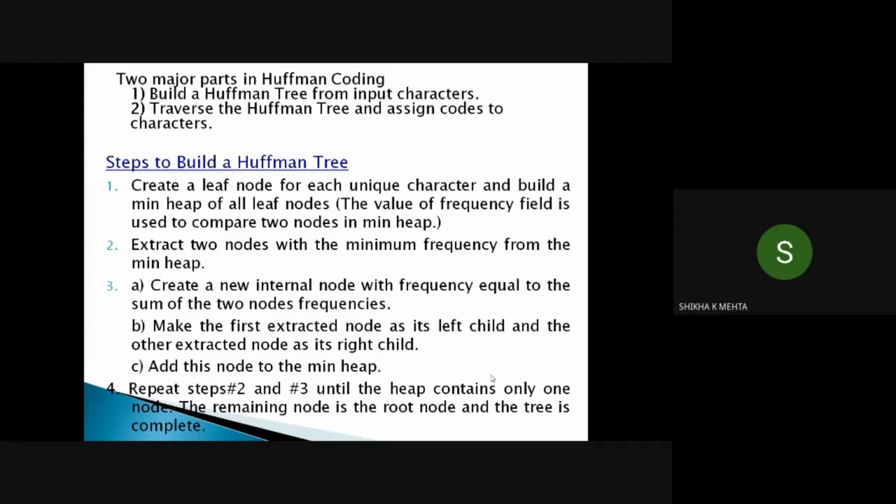So first of all, we sort the complete data, and after sorting, we extract the two nodes with the minimum frequency. Then we create a new internal node with frequency equal to the sum of the two node frequencies, and we make the first extracted node the left child and the second extracted node the right child. This node is added to the min heap, and we keep repeating this step until we reach the root node and the tree is complete.